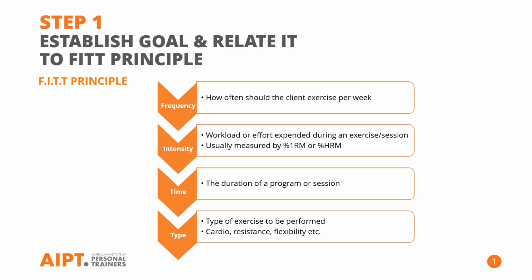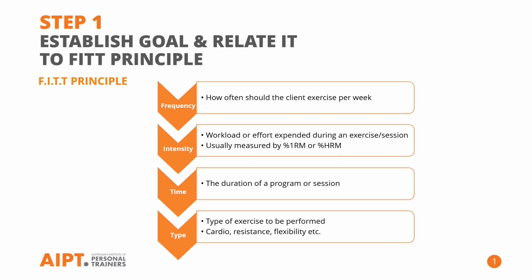So frequency is really basic. It's just how often you think the client should exercise per week. Then intensity is the workload or effort the client would expend during an exercise session. And we measure this using a percentage of 1 repetition maximum or percentage of heart rate maximum. And if you're not sure what those are, that's fine. We'll spend a bit of time on slides that are coming up talking about what those things are.